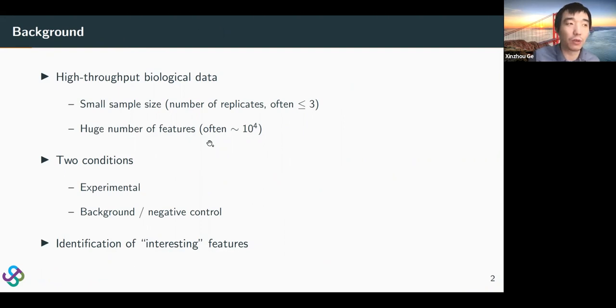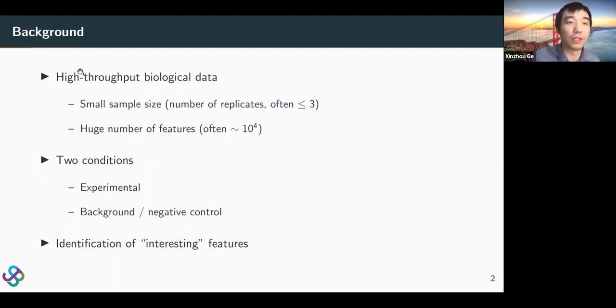In the human genome, there are about thousands of genes, so the number of features will be very large. But the cost to get the measurement of one patient is quite high. So we usually have a small sample size, which means that we have a small number of patients.